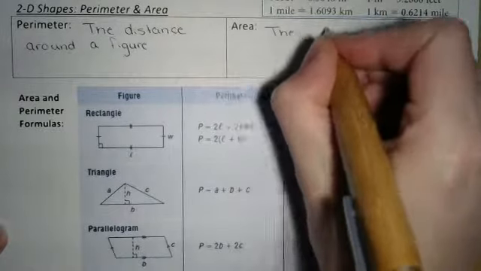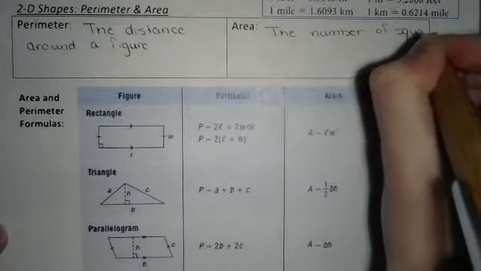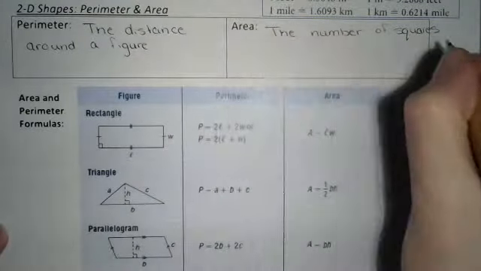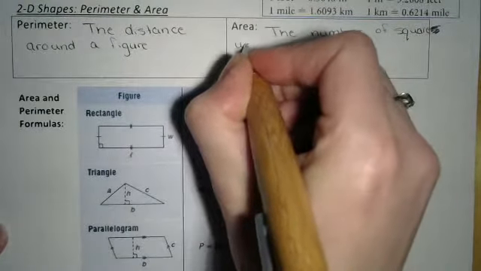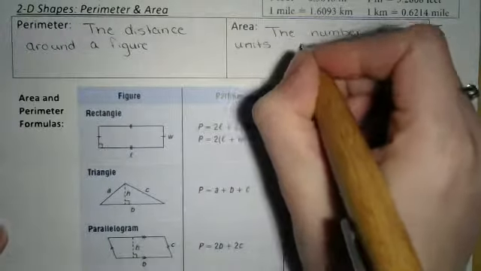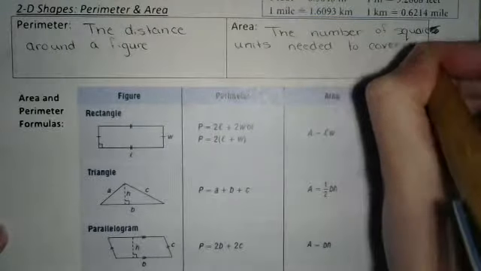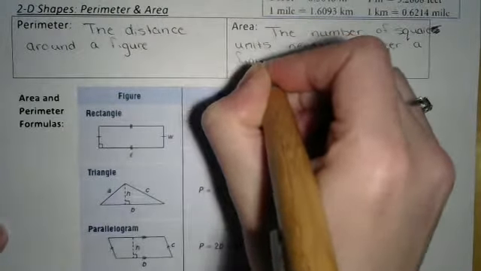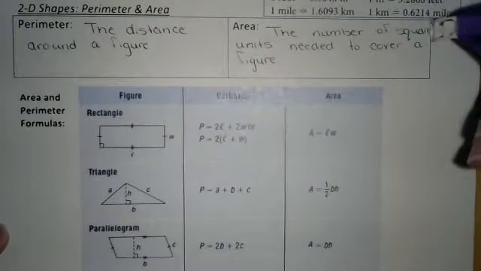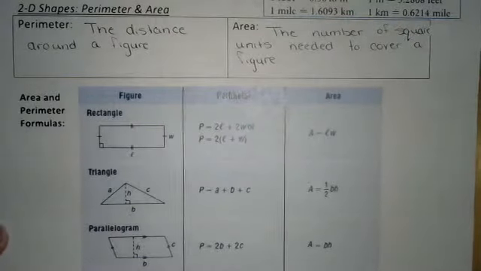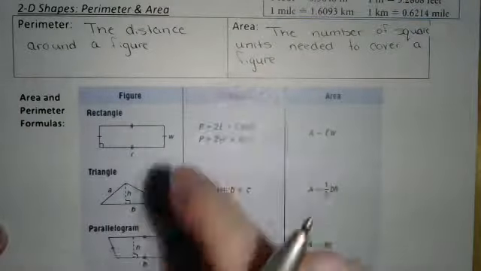Area is the number of square units needed to cover a figure. So if you have a flat, two-dimensional object, the number of square units that it takes to cover up that surface is the area of it.